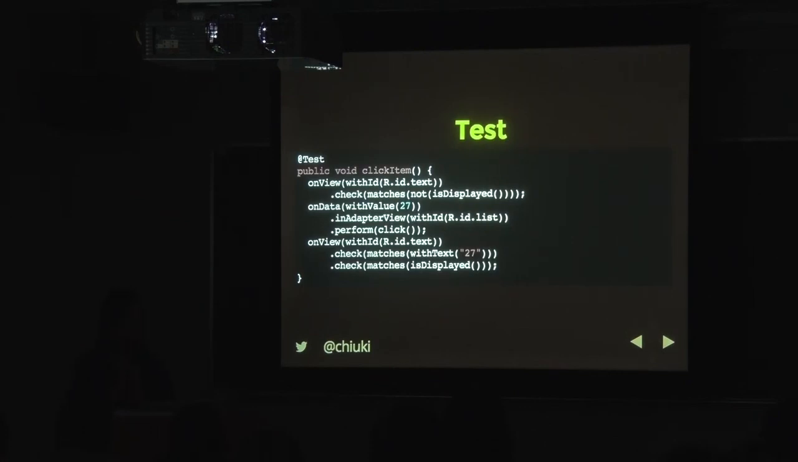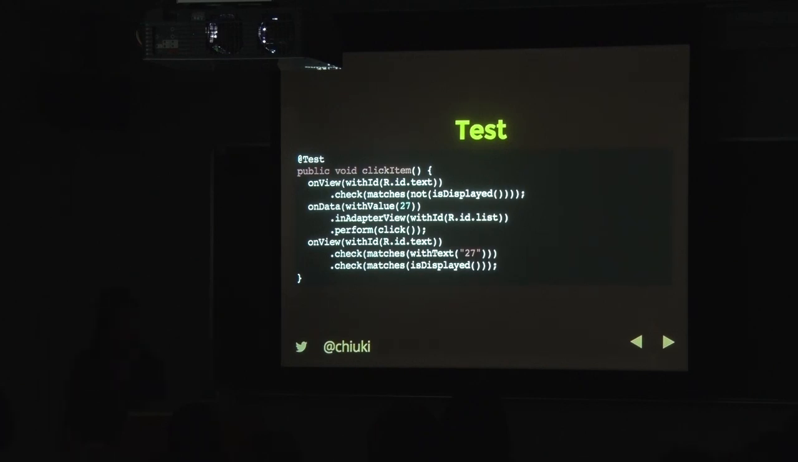So in this test method, we're going to check multiple things. The first thing we're going to check is that the footer, which has the ID text, is not displayed initially. And then I'm going to click on the list item that has the value 27. And I want to make sure that the bottom text is displayed as 27. So there are two checks because I want to check both that it is displayed and that the value is 27.